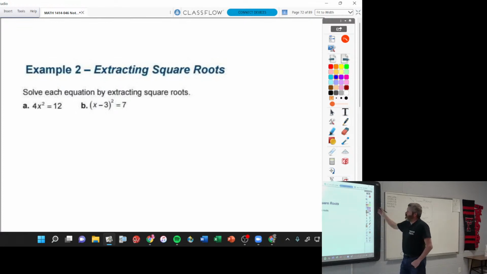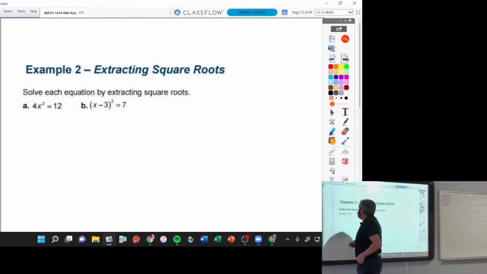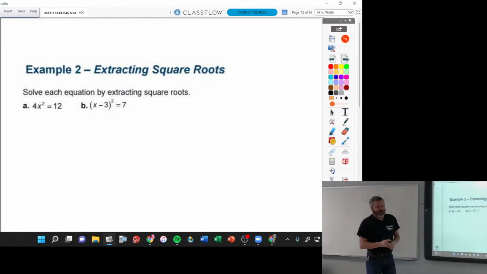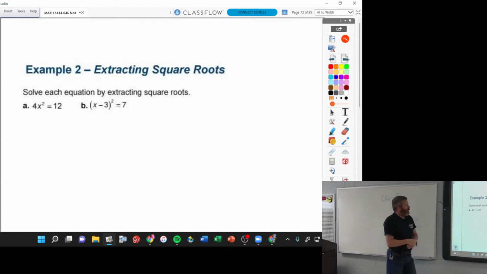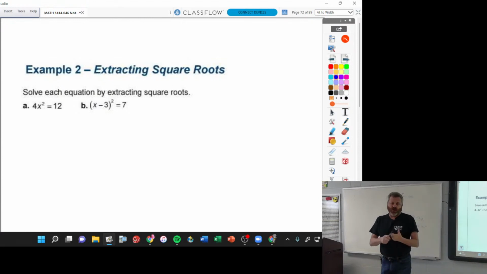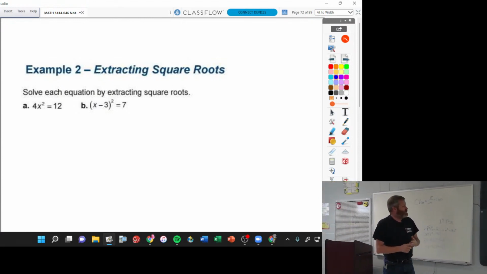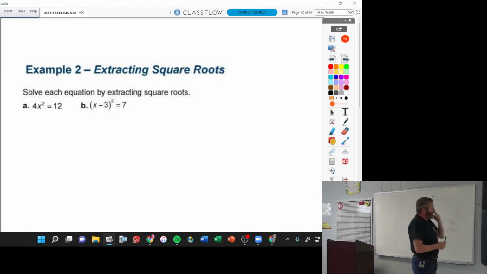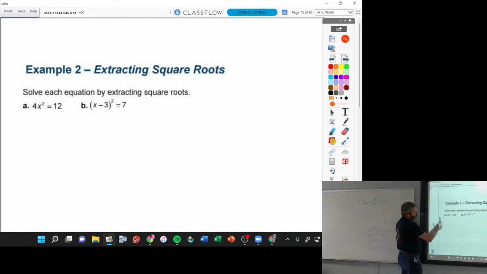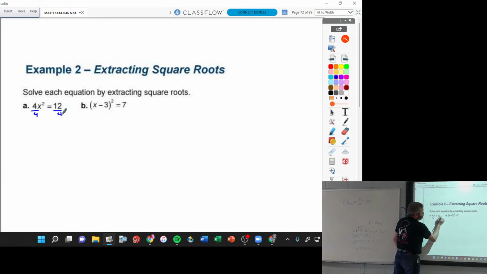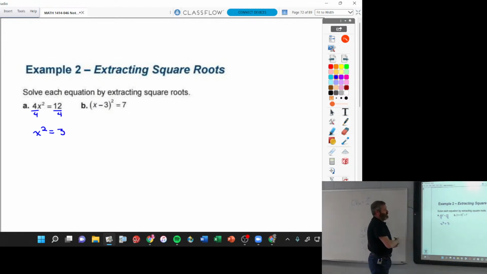So here's a problem. Here's two problems. Letter A, I have 4x squared equals 12. Well, I don't have a b term. Well, that's a good thing. So because all I have is my quadratic and my constant, I can solve this by extracting square roots. So the first one, 4x squared equals 12. If I was to divide both sides by 4, that would get me x squared equals 12 divided by 4, which is 3. So x squared equals 3.